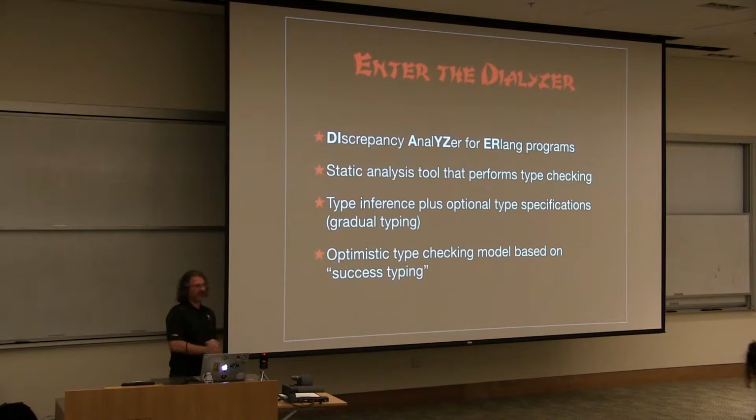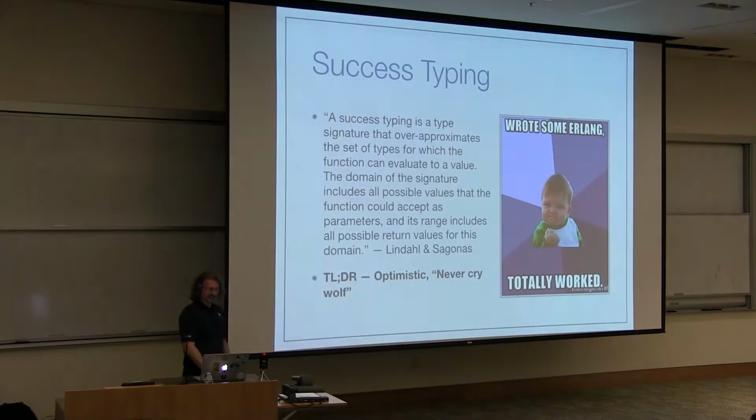It features type inference, meaning that it can analyze your code and try to figure out what types your program entities are, but it also allows for optional type specifications, which is where the gradual typing comes in. So it allows you to put type specifications on your functions if you choose. The type checking model that it uses is an optimistic model based on something called success typings. So what does that mean? Well, here's a definition from the original paper that describes the type model for Dialyzer. It's a whole lot of words. I'm not going to try to interpret that. Basically what it means, it's an optimistic system that never cries wolf.